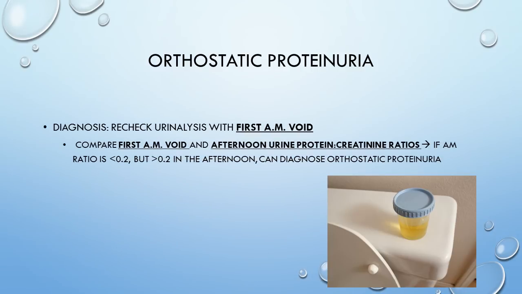To diagnose, we recheck their urinalysis with a first AM void. So we ask them, as soon as you get up from lying down in bed all night, I want you to urinate in this sample cup and then bring it back to the lab so that we can check it. We compare that first AM void and afternoon urine protein to creatinine ratios. If the AM ratio is less than 0.2, but later in the afternoon it's greater than 0.2, then we have our diagnosis. The total urinary protein excretion is usually less than 1 gram a day, so it's not like they're spilling a significant amount of protein in their urine.